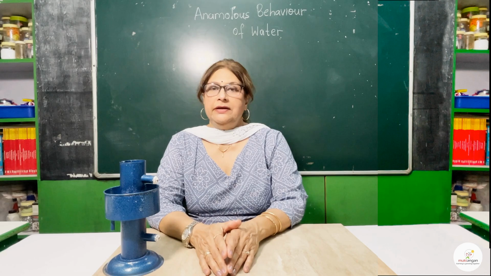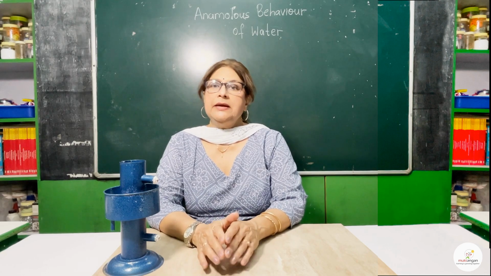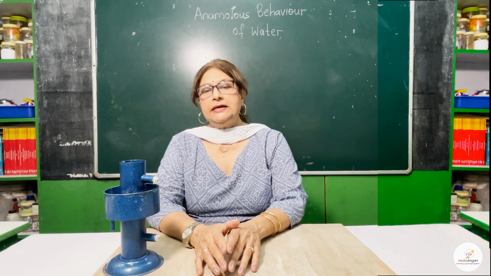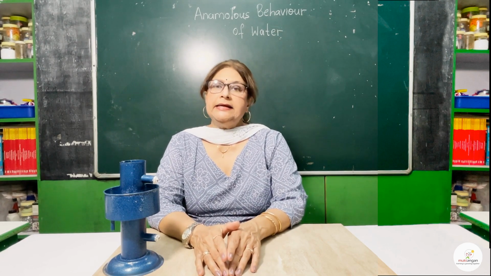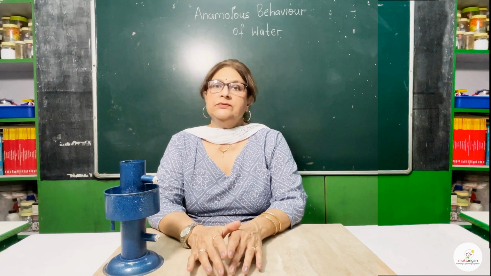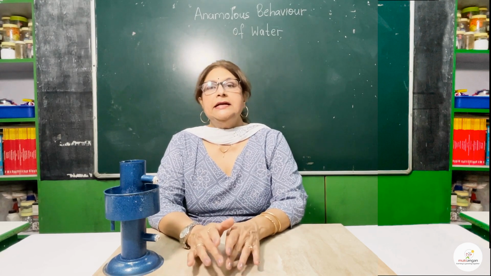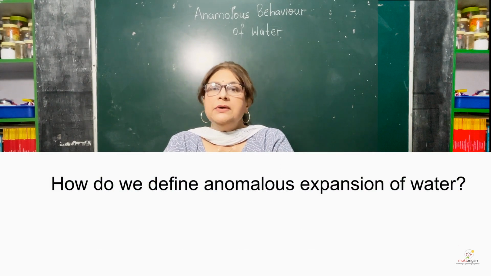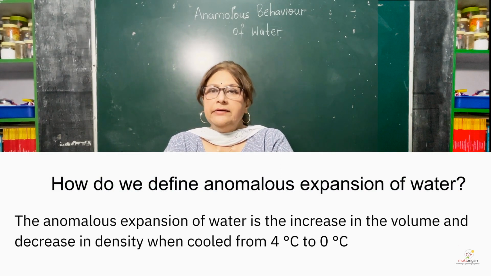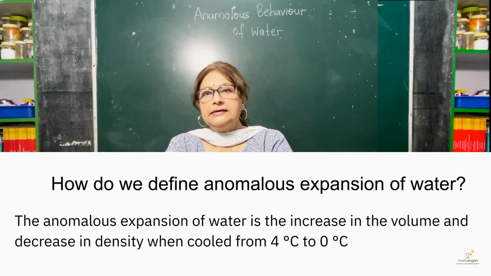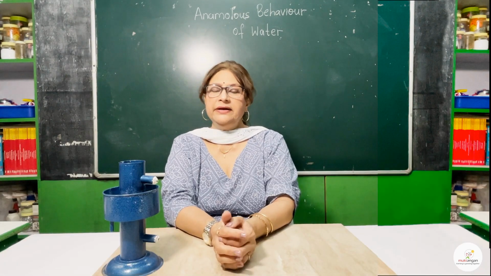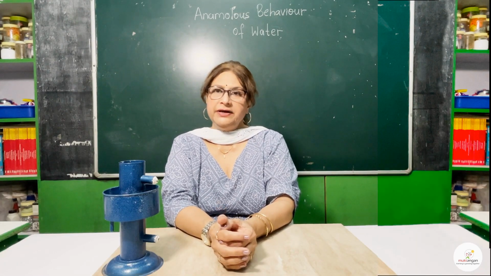Like any other liquid, when water is cooled, the temperature decreases and it starts contracting until it reaches a temperature when suddenly it starts expanding. Its volume increases and the density decreases. So how can it be defined? The anomalous expansion of water is the increase in volume and decrease in density when it's cooled from 4 degrees Celsius to 0 degrees Celsius. You must be wondering why water behaves in such a way.